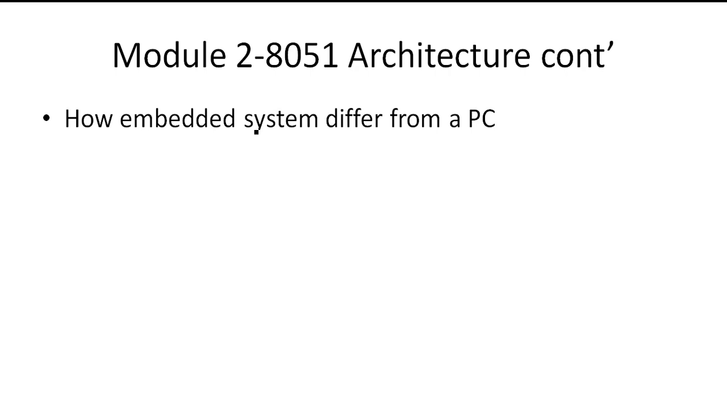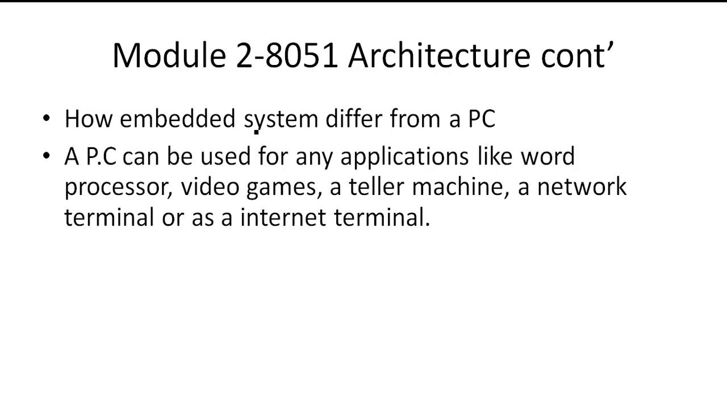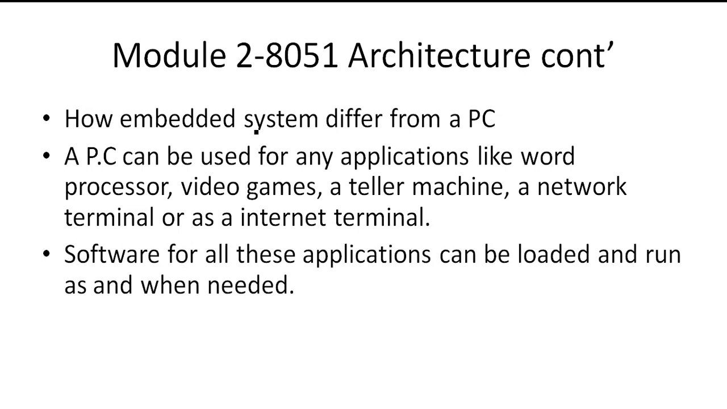So how does an embedded system differ from a PC? That is the important point we need to discuss here. A PC can be used for any application, like a word processor, video games, a bank teller machine, or a network or internet terminal. We can use our personal computer or laptop for any of these operations, and the software for all these applications can be loaded and run as and when needed.